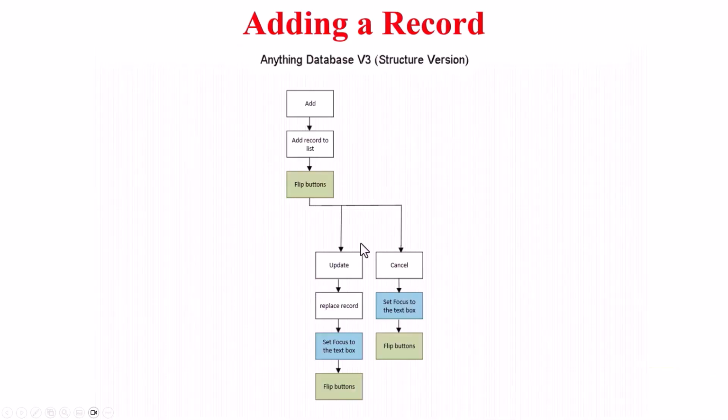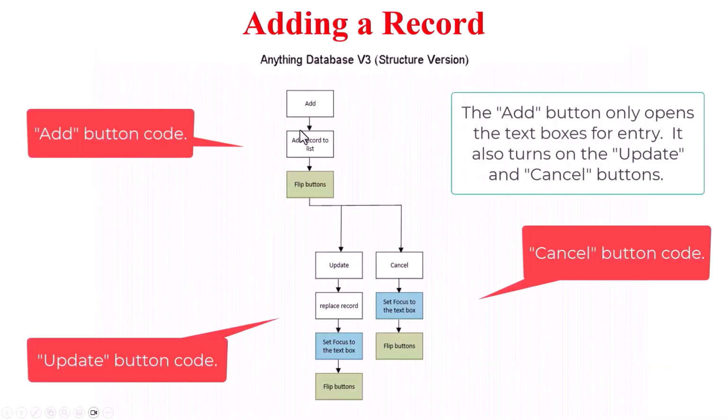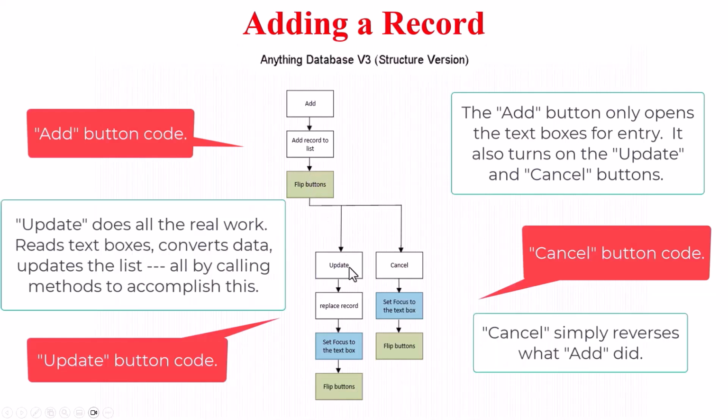Let's take a look. A little bit simpler if you see it like this. So now we're looking at adding a record to the list, flipping the buttons. They can cancel, which simply sets our focus back to the text box and flips the buttons back again. Otherwise, we're going to go through and add the record to the list, flip the buttons, update, replace the record, and then set focus to the text box and flip the buttons. So that's really what we're going to be doing with this particular thing.